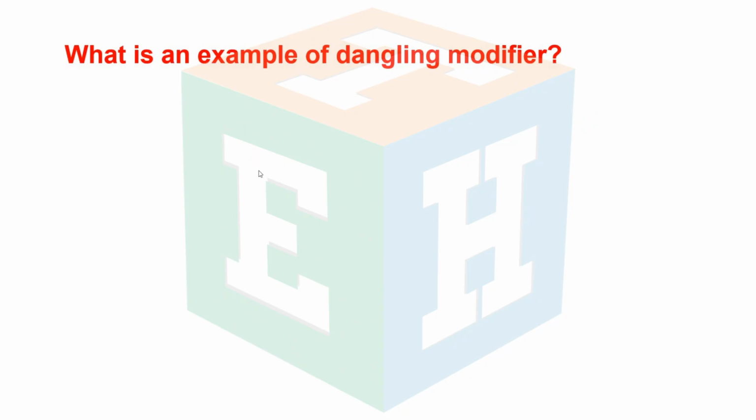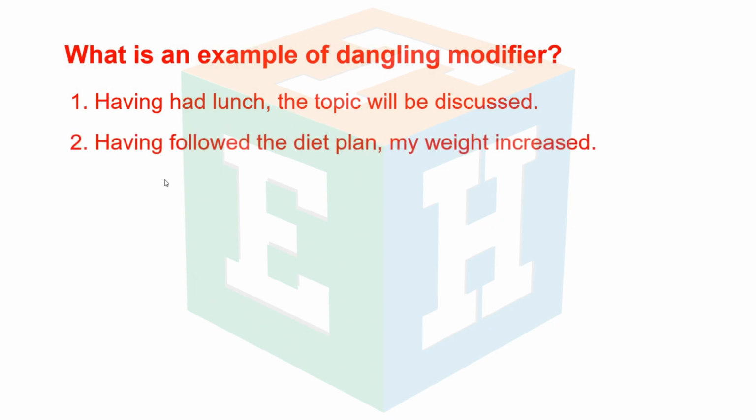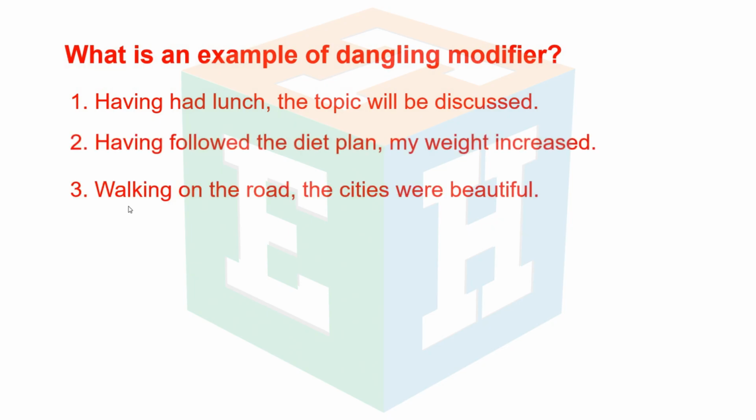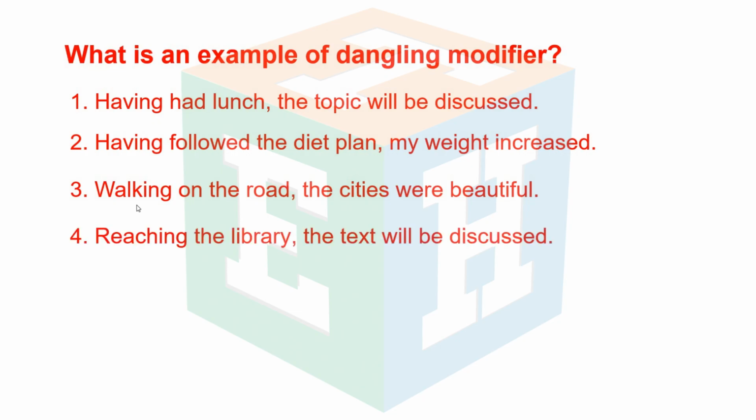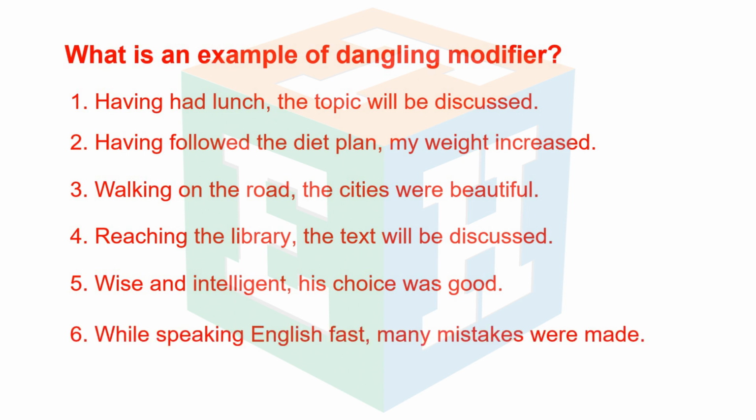What is an example of dangling modifier? 1. Having had lunch, the topic will be discussed. 2. Having followed the diet plan, my weight increased. 3. Walking on the road, the cities were beautiful. 4. Reaching the library, the text will be discussed. 5. Wise and intelligent, his choice was good. 6. While speaking English fast, many mistakes were made.